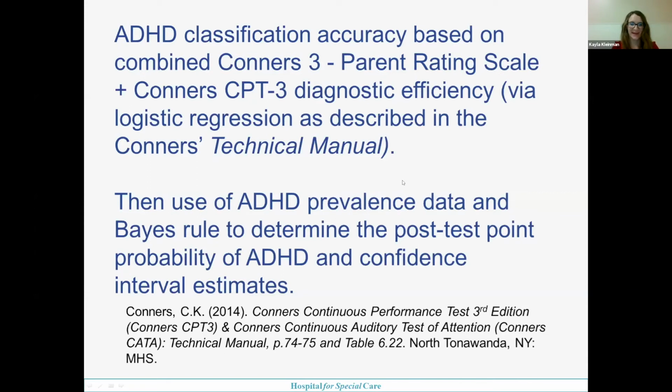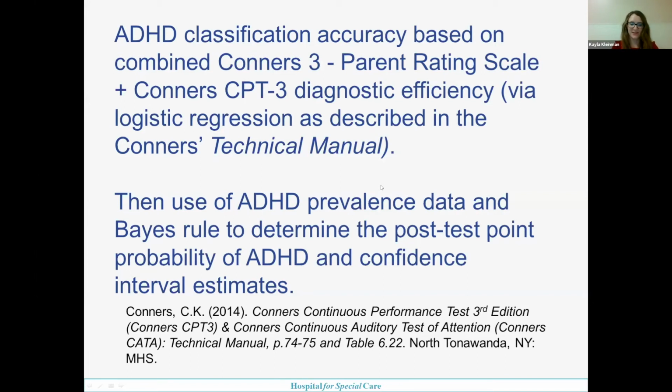I'm going to be talking about how to use this kind of approach to look at ADHD classification accuracy. So this is using the Connors 3 parent rating scales and the Connors CPT3 scores, which are known as our gold standard measures of ADHD diagnosis. And we're going to incorporate ADHD prevalence data for Connecticut along with Bayesian methods to go beyond what's in the test manual to understand the post-test probability in our own clinics.